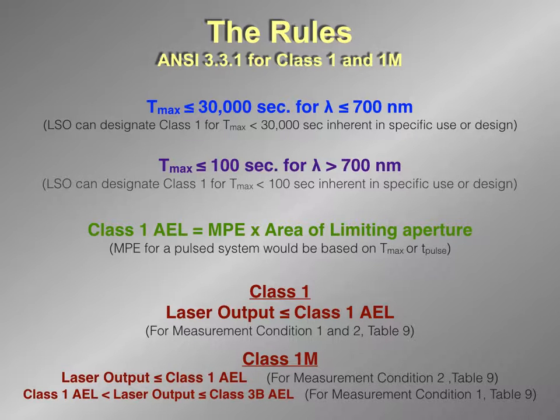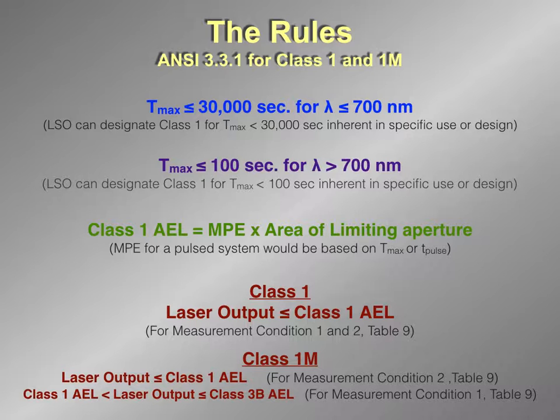Otherwise, it's 30,000. Now, if you're greater than 700 nanometers, we'll use 100 seconds, unless, of course, it's less than 100 in specific use or design. Now, to get the Class 1 AEL, we run a hazard analysis, get our MPE based on our maximum exposure duration, Tmax. We get that MPE and we multiply it by the area of the limiting aperture that was used in the analysis. Now, the MPE for a pulse system would be either based on Tmax or T-pulse.